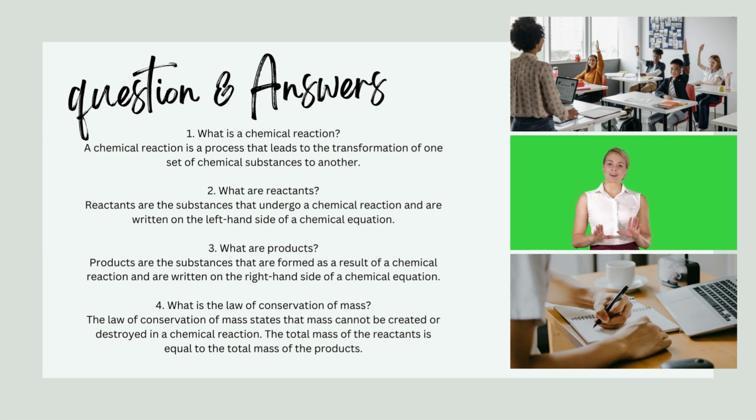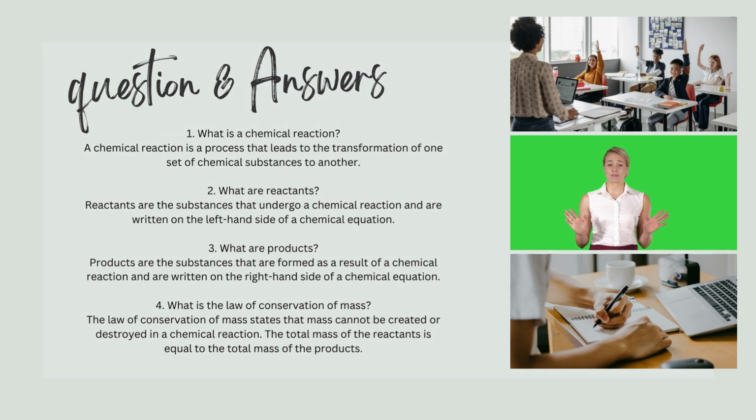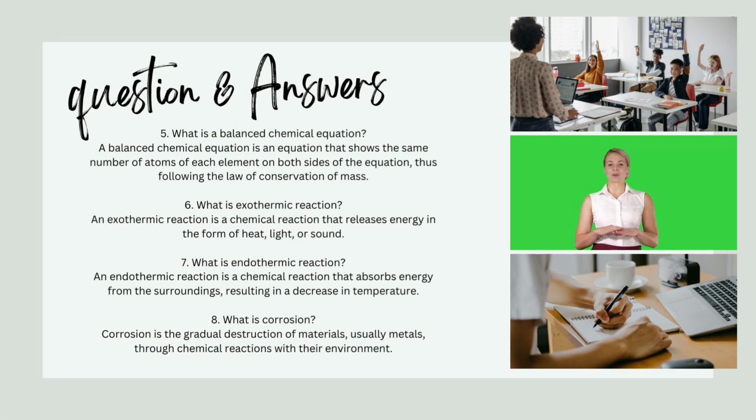4. What is the law of conservation of mass? The law of conservation of mass states that mass cannot be created or destroyed in a chemical reaction. The total mass of the reactants is equal to the total mass of the products. 5. What is a balanced chemical equation? A balanced chemical equation is an equation that shows the same number of atoms of each element on both sides of the equation, thus following the law of conservation of mass.